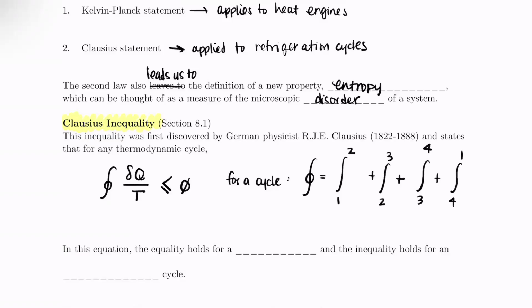Okay, so if we were, for example, looking at a refrigeration cycle, these integrals would be over each of these processes going from state 1 to 2, 2 to 3, 3 to 4, and then from 4 back to 1.